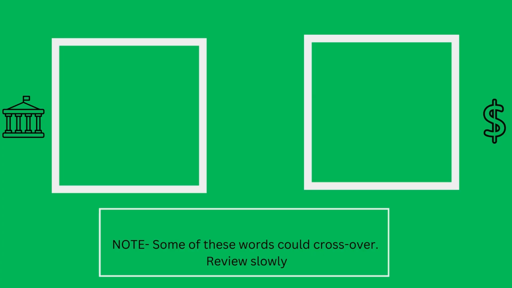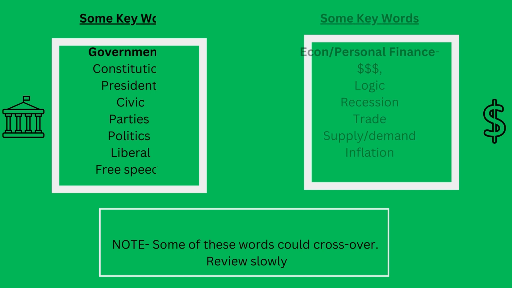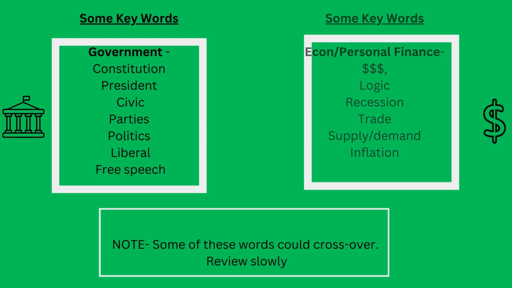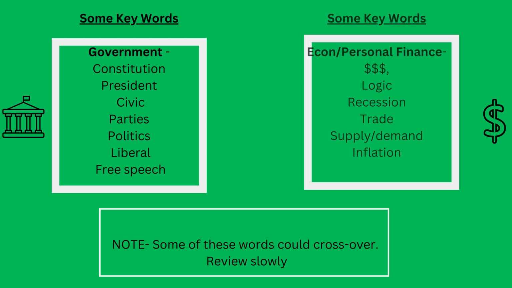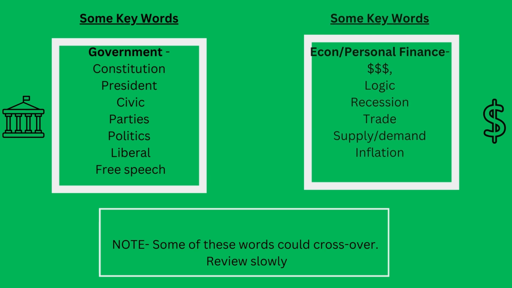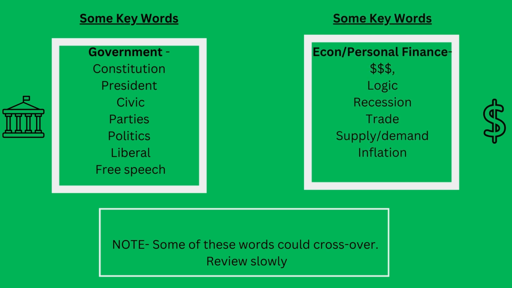As you begin separating topics, note that there are some keywords that will guide you into what topic is what. So for example, government. Here are some keywords: Constitution, President, civic, parties, politics, liberal, free speech. And for economics and personal finance: money, logic, recession, trade, supply demand, inflation. Those are just some keywords that will guide you along the way. Note that some of these words could actually cross over, so you'll need to go through each section carefully.